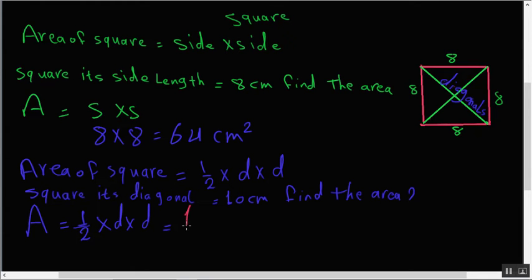We can say half times diagonal, here equals 10. So we'll say half times 10 times 10. If we want to make it simplest form, we can cancel together. We can say 10 divided by 2 equals 5. After that, 5 times 10 equals 50. Equals 50 square centimeters.